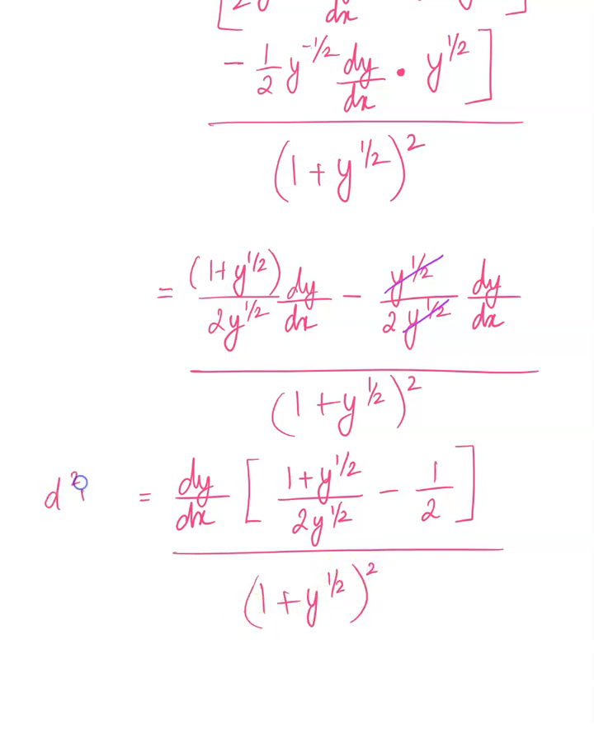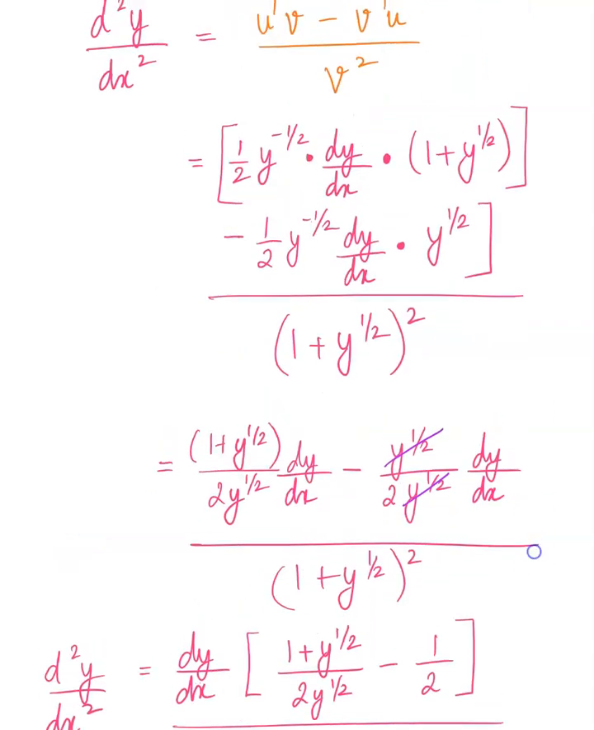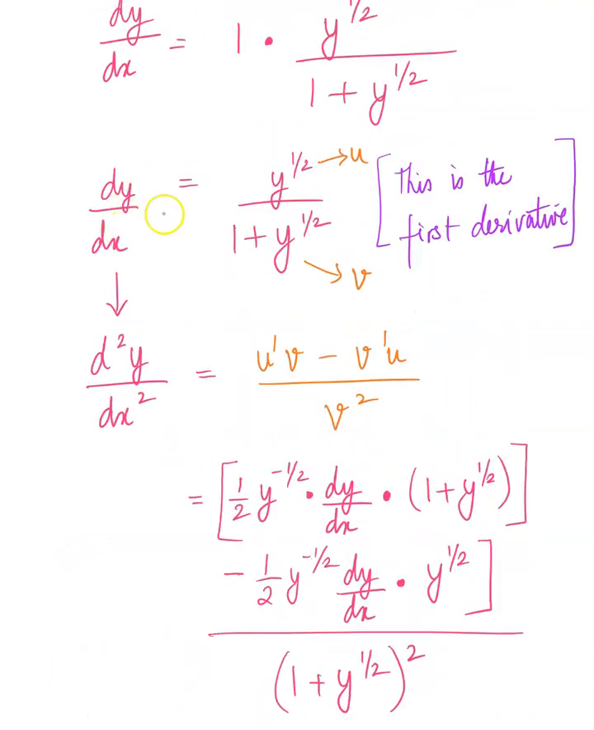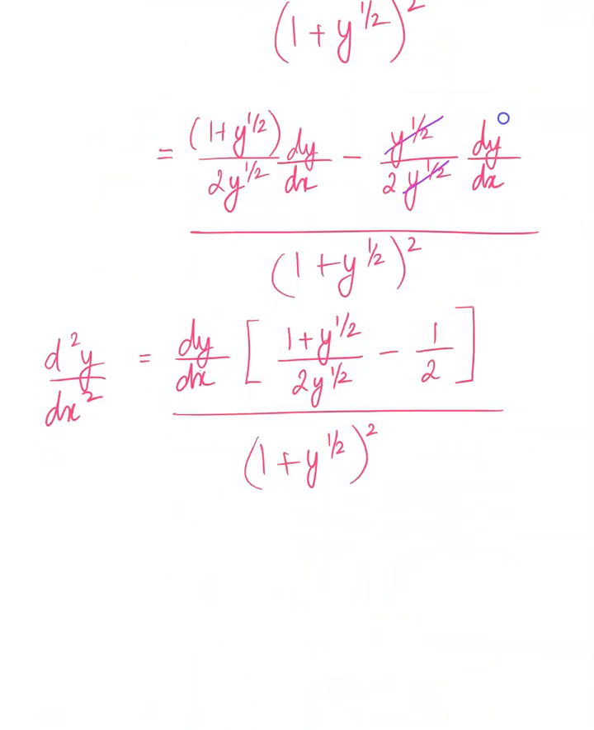And on the left side, we had d squared y over dx squared. That's what we found now. And now it's time for us to replace the dy over dx by what we found here as the first derivative, right? dy over dx is y power half over 1 plus y power half. Let's do that.